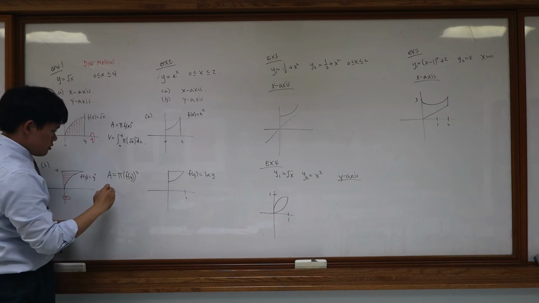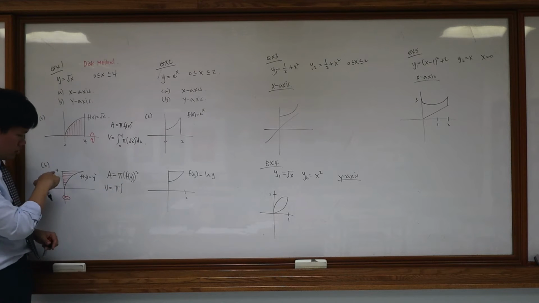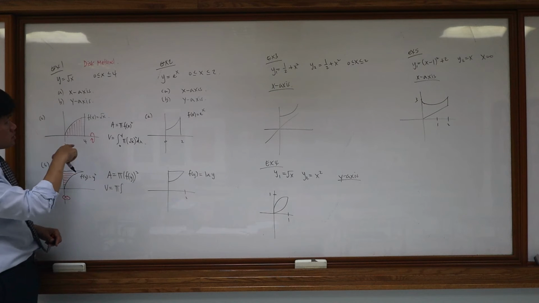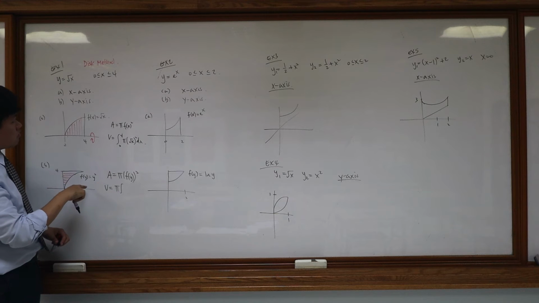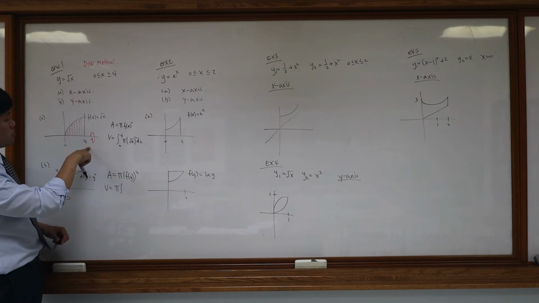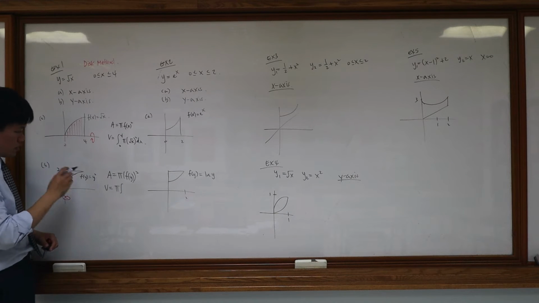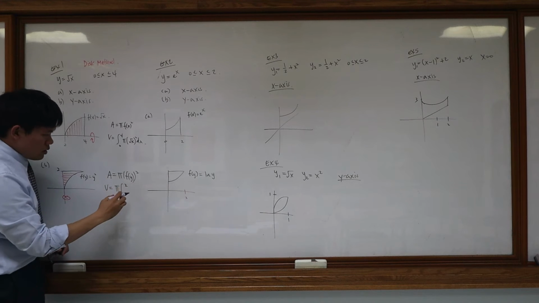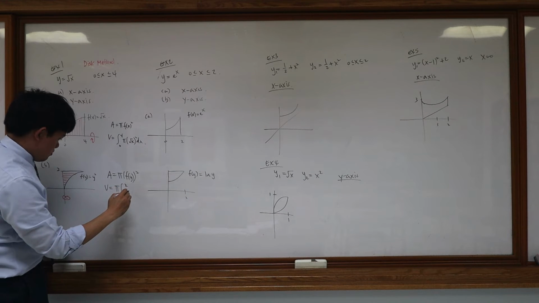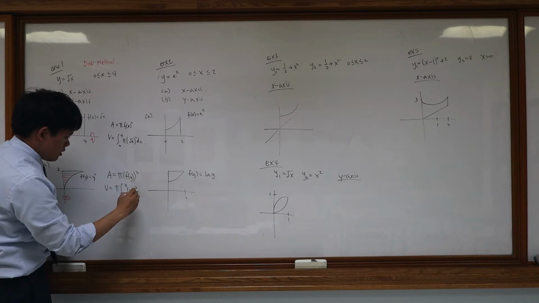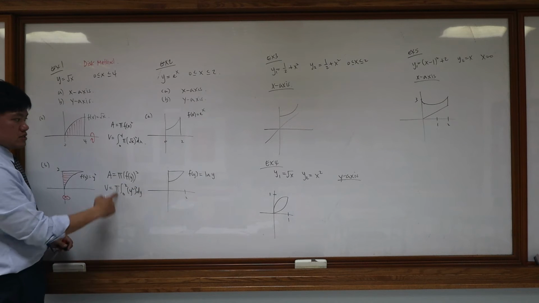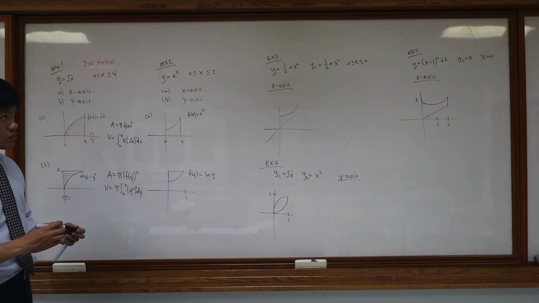That means my volume is going to be pi times the integral from 0 to 4. Plug in 4, square root of 4. That's right, this is going to be 2. So between 0 and 2 of y squared dy. And whatever the answer is, that's going to be the volume.